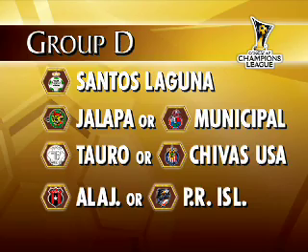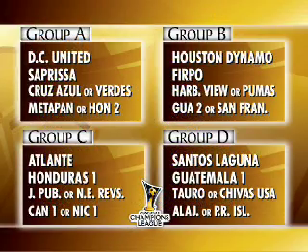Group play runs from September 16, 2008 through October 30, 2008. The top two teams from each group will advance to the competition's final phase, the championship round. The draw for the championship round will take place once the group stage has concluded. Thank you very much for joining us today.